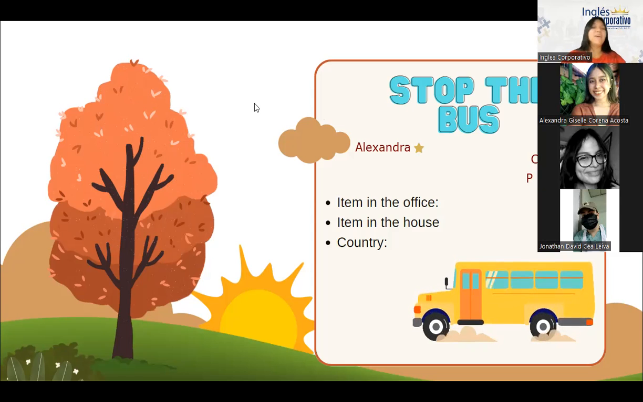Stop the bus. Okay, Milena, let's see. Item in the office? Paper clip. Okay, yes. Item in the house? Piano. Yes. And country, Puerto Rico. Puerto Rico, perfect. Okay, 1 point for Milena.